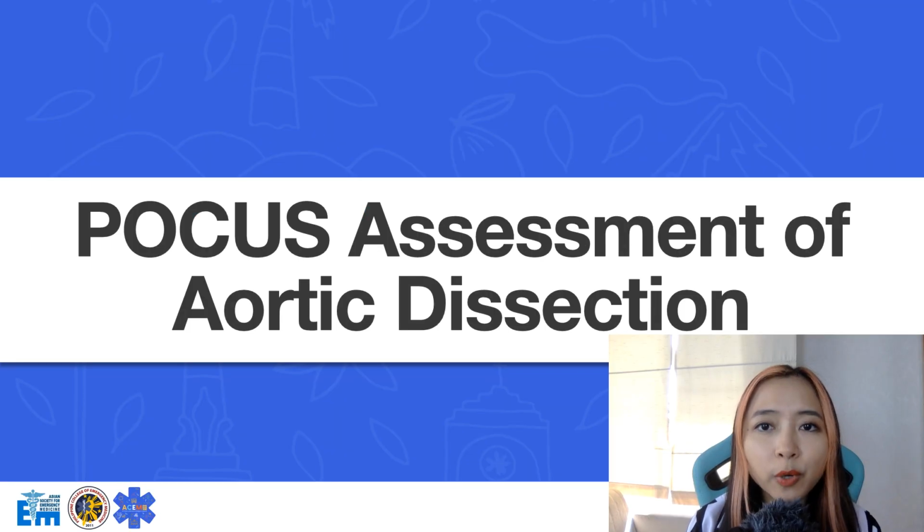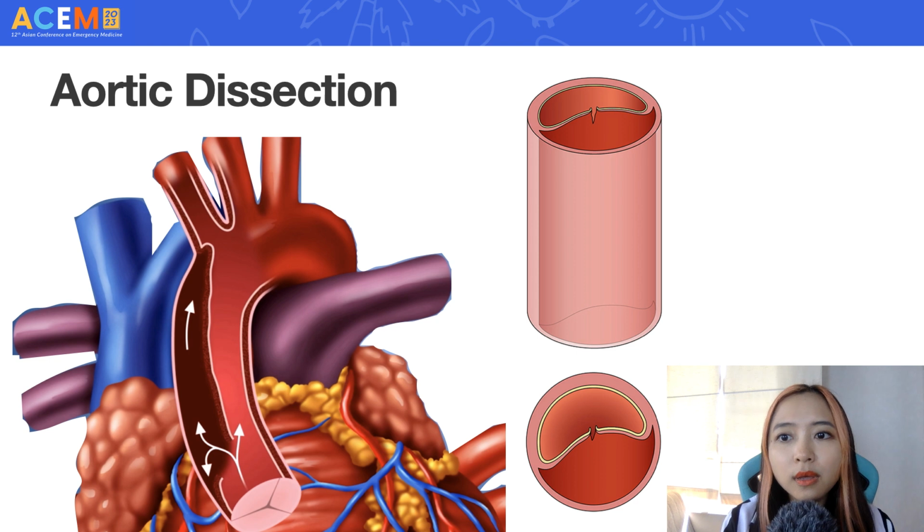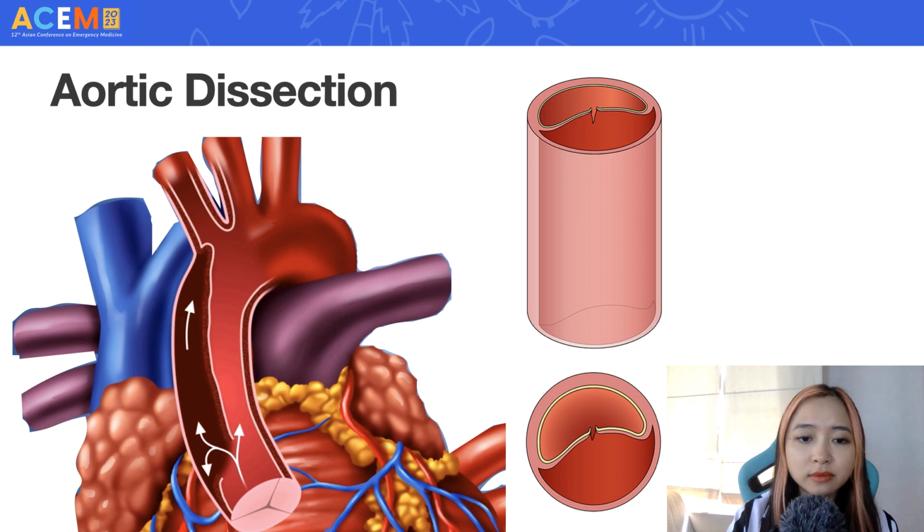Next topic is on to POCUS assessment of aortic dissection. Aortic dissection is due to the separation of the layers of the aortic wall. A tear in the intimal layers results in progression of the dissection chiefly due to the entry of blood in between the intima and media.